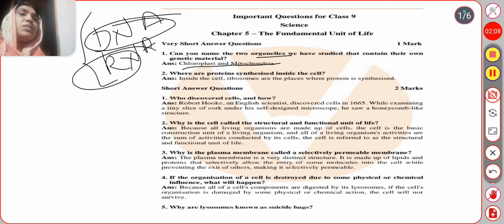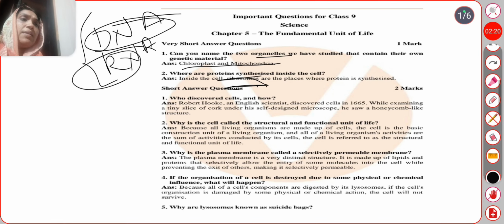Where does protein synthesis take place inside the cell? Protein synthesis takes place in the ribosome. Very important. Ribosome is the protein production factory. Inside the cell, ribosomes are present, and in that ribosome, proteins are produced.